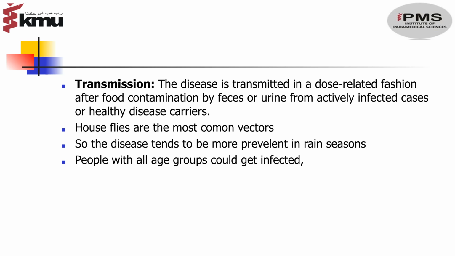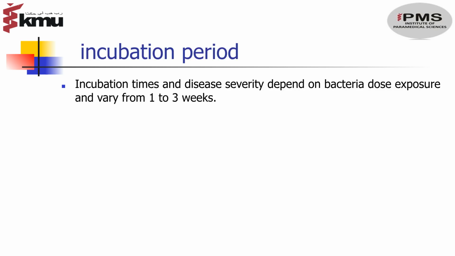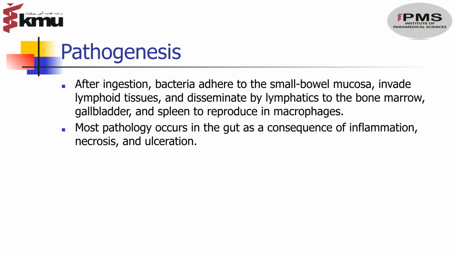All age groups are susceptible. The incubation period ranges from 1 to 3 weeks. Both the incubation time and disease severity are dependent on the bacteria dose exposure. After ingestion, the bacteria invade lymphoid tissues and disseminate to organs like the bone marrow, gallbladder, and spleen, where they reproduce in macrophages. Most pathology occurs in the gut, resulting in inflammation, necrosis, and ulceration.